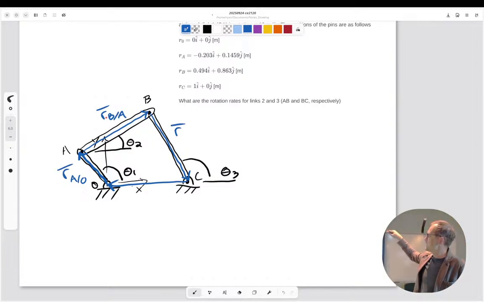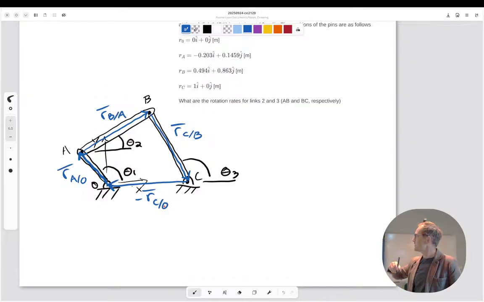And then what about going from B to C? What is that one? CB, yep. R_CB. And then what is that last one at the bottom? OC, or CO, yeah. So position of O with respect to C. I'm going to call it negative R_CO, just because that's the way I think about things. And we have R_C described already as a +1.